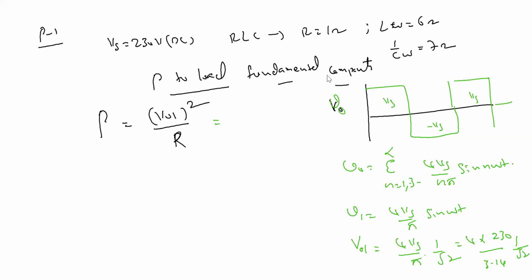So how much is that? 207, that's correct. Okay, yeah. So then 4 Vs by pi, 1 by root 2, V01.